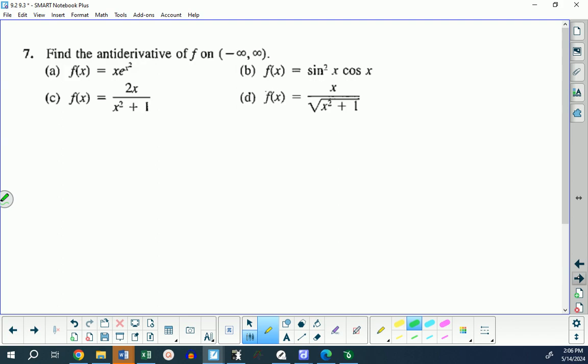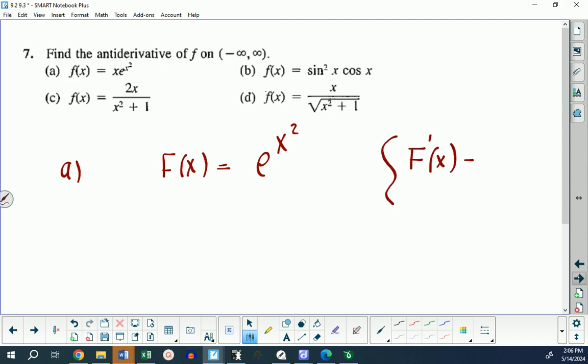So for example, in A, we would start by saying, well, capital F of x is e to the x squared, because I know that when I differentiate e to the x squared, I get e to the x squared, as well as 2x multiplied by it. So if I take the derivative of what I believe the antiderivative to be, I'll get e to the x squared times the derivative of x squared, which is 2x.